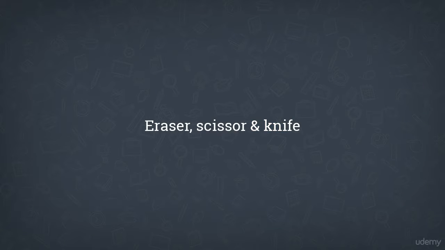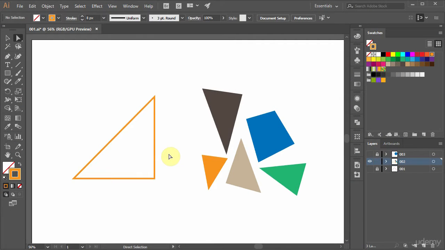In this section, we're going to talk about three different tools that serve almost identical goals, so they are grouped together in this panel. They are the Eraser Tool, Scissors Tool, and Knife Tool. The Eraser Tool, as the name implies, will erase anything it touches, as we can see in here.